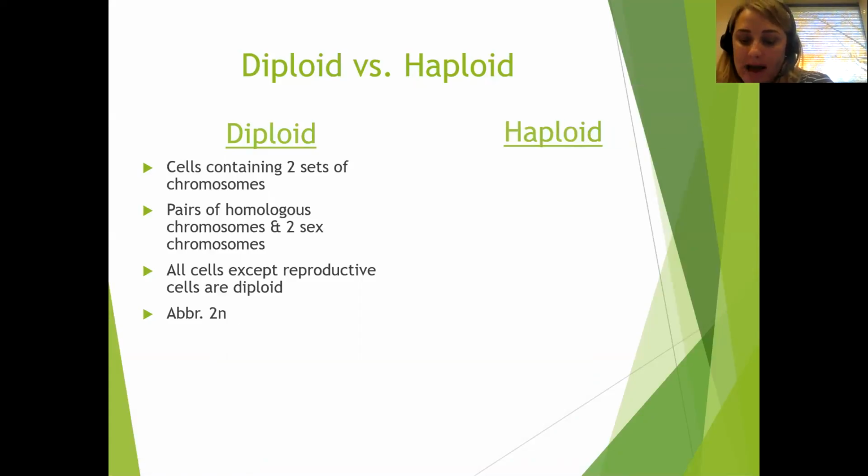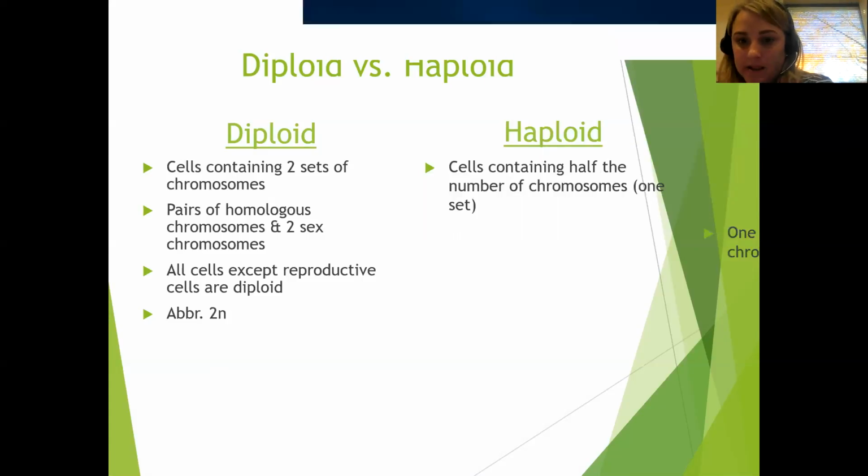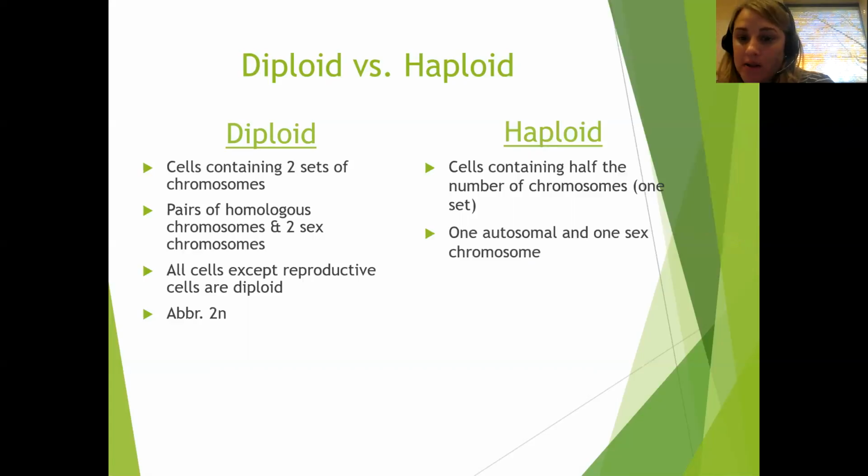Now we're going to talk about haploid. Haploid means that it contains half the number of chromosomes, or only one set. It's going to have one autosomal and one sex chromosome. So in this case, we would have just half of that information. So it would be 23. So 22 autosomal chromosomes, and then that one sex chromosome. And we find these in reproductive cells, and our abbreviation is 1N.